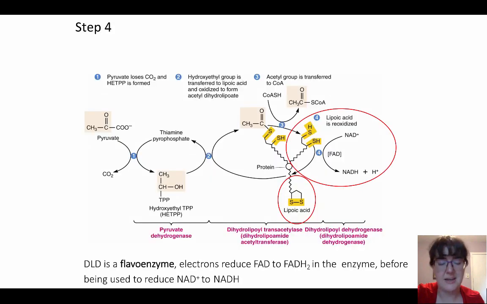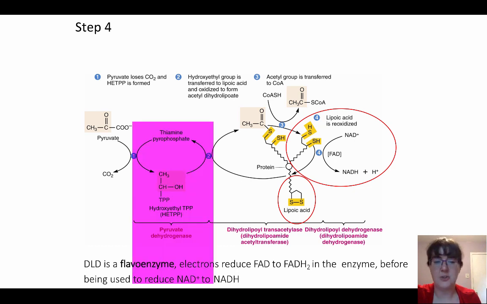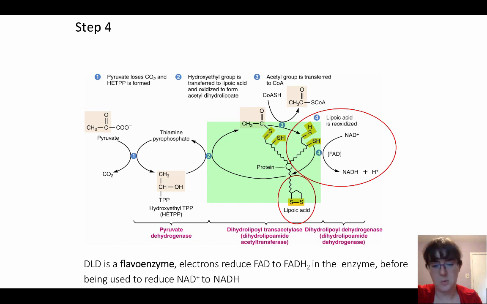The steps previously that involved lipoic acid were all the E2 part of the complex. So when we're looking at this diagram, we realize that there was that pyruvate dehydrogenase that involved thiamine pyrophosphate. Then we have another enzyme that is the second one, which is this dihydrolipoyl transacetylase.